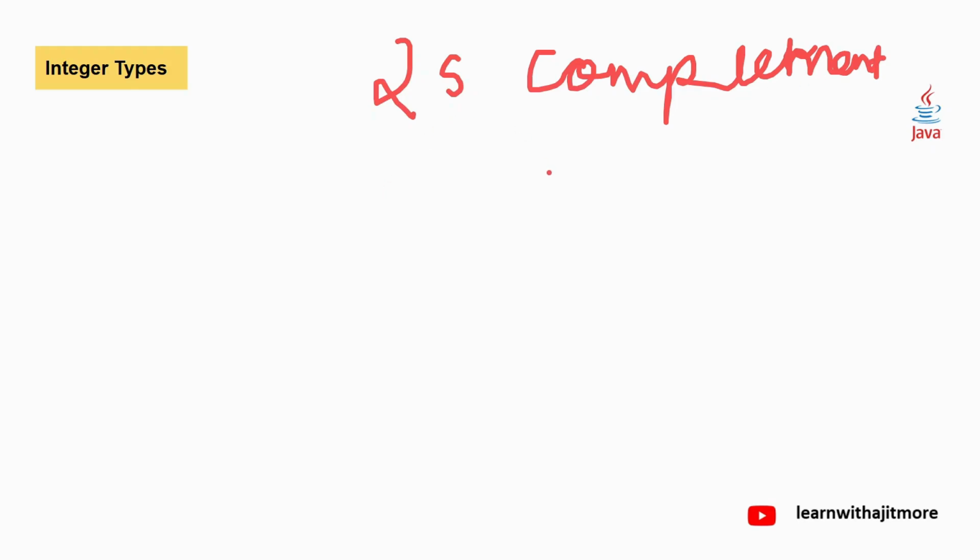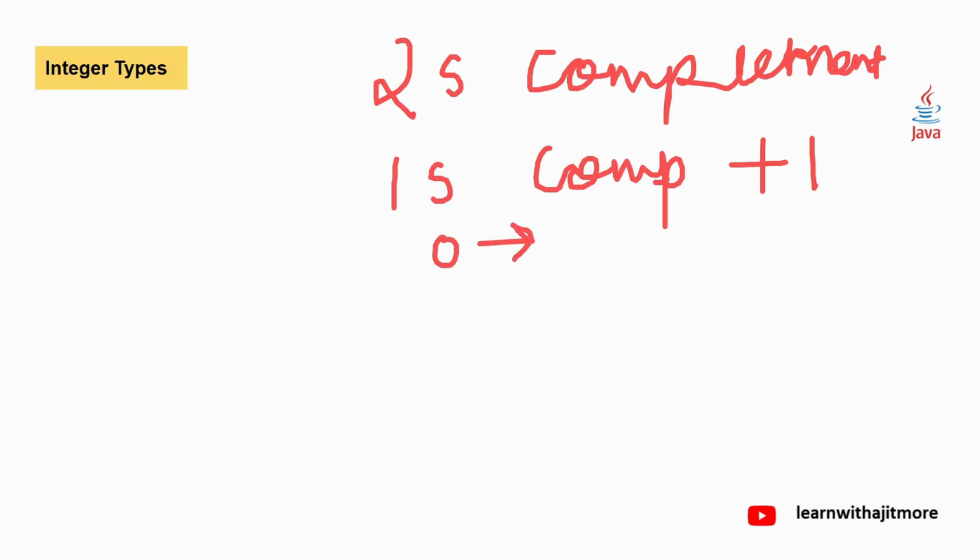Now we'll say what is 2's complement. Actually it is 1's complement plus 1. Now you'll say what is 1's complement. Wherever you get 0 bit, make it 1. Wherever you get 1, make it 0. 0 is made 1 and 1 is made 0. That is toggling the bits. After toggling, you get 1's complement. And in that you add 1, you get 2's complement.